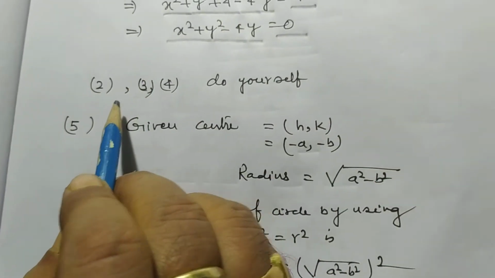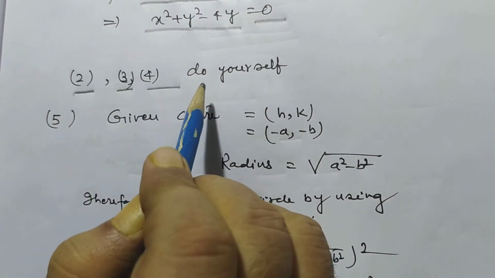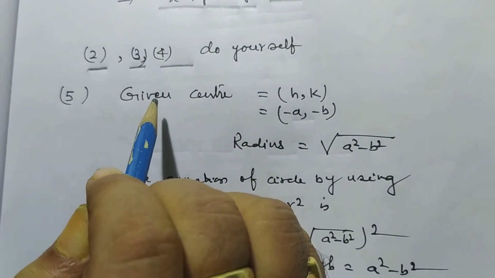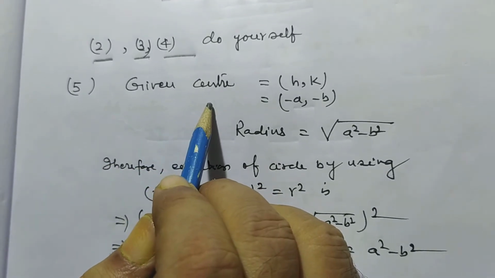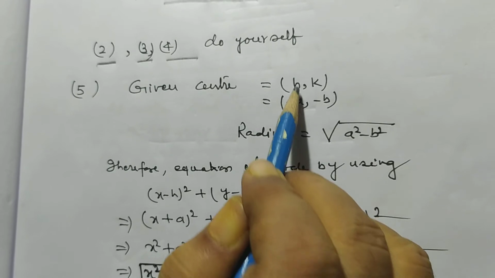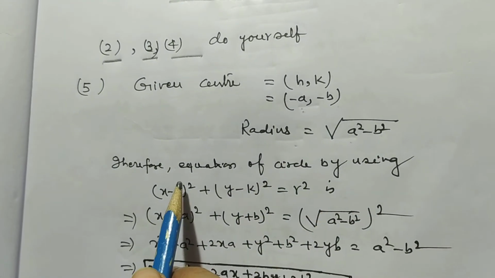Now, my dear student, you can solve problems number 2, 3, 4. These are similar problems, so do it yourself. Now, I want to discuss problem number 5. Given center is (h, k). The value of (h, k) is (-a, -b). Radius is equal to root over a square minus b square.